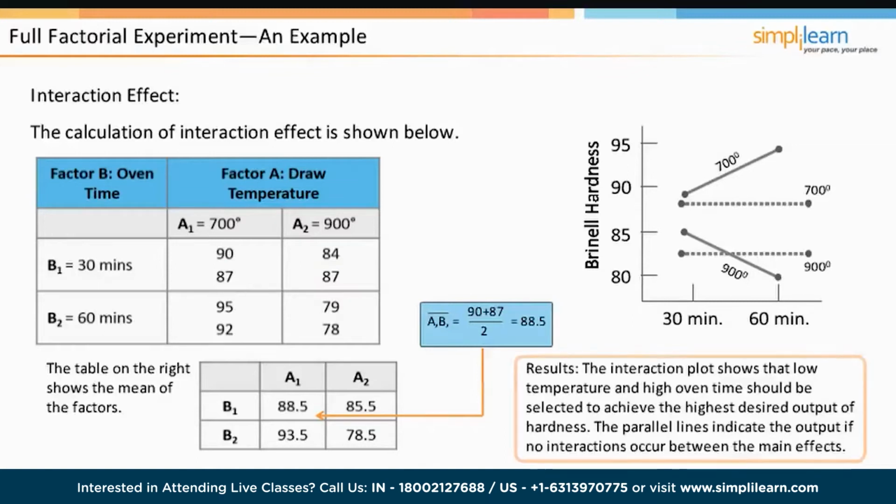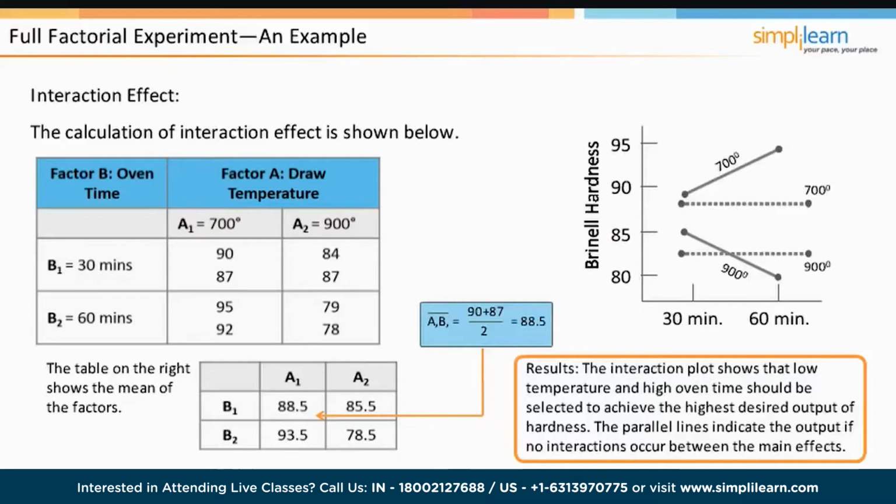The graph shows that to reduce interactions, low temperature and high oven time should be selected to have the desired output of high hardness, also called Brinell hardness. If low hardness is the desired output, the experimental setup should have high draw temperature and high oven time.